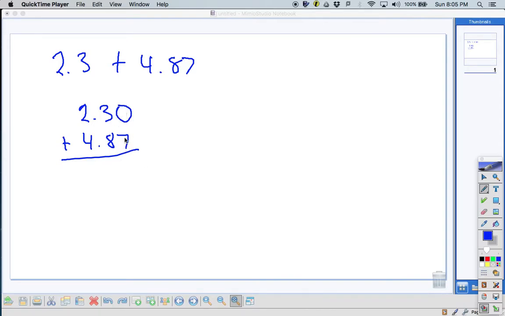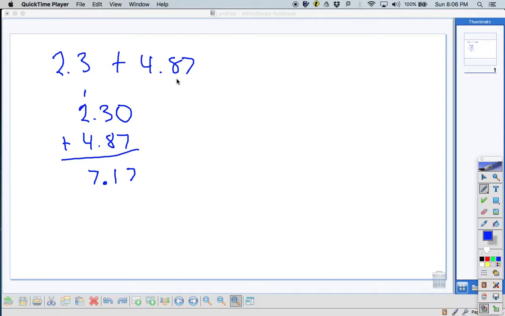Okay, and now we can add up just like you've done before. We're going to add straight up and down. So 7 plus 0 is 7. 8 plus 3 is 11, and you carry the 1. 4 plus 2 is 6, plus 1 is 7. And lastly, that decimal point, because these are lined up, it just goes straight down wherever it was. Okay, so the decimals get lined up. So the answer to 2.3 plus 4.87 is 7.17.